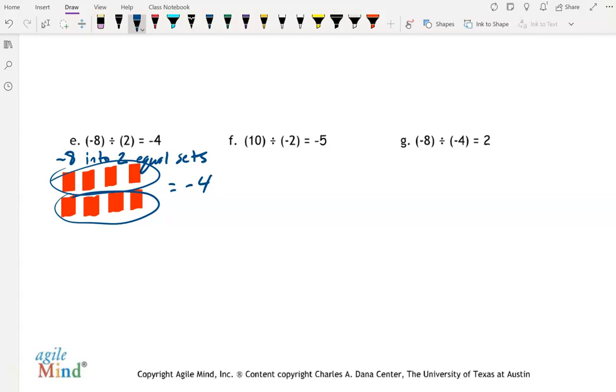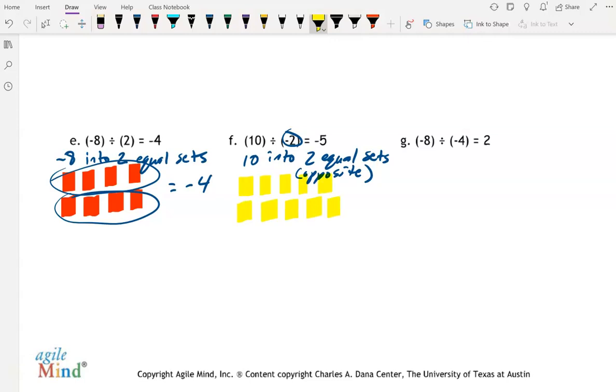Now, the next one is 10 divided into 2 equal groups. So 10 into 2 equal sets. But then we take the opposite because of that negative sign in the divisor. So we're going to take 10 into 2 equal groups. 1, 2, 3, 4, 5, 6, 7, 8, 9, 10.